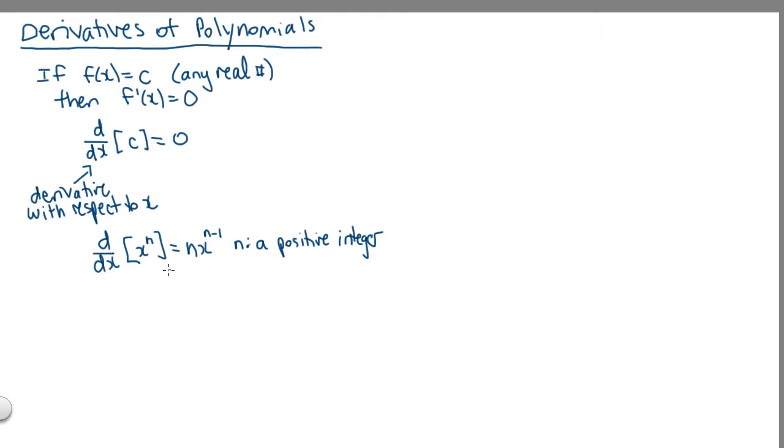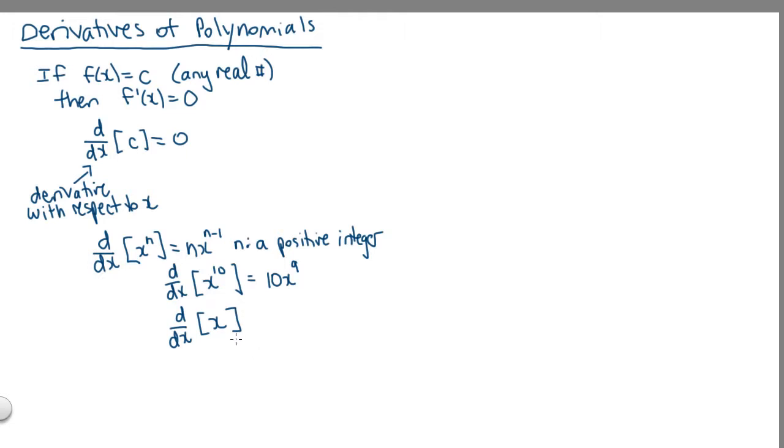So just to make sure we understand what that's saying, if we took the derivative with respect to x of, say, x to the 10, to get the derivative, we bring the power, the 10, down in front, and we decrease the power on the x by 1. So it's going to become 10x to the 9. So we could say the derivative of x to the 10 with respect to x is 10x to the 9.